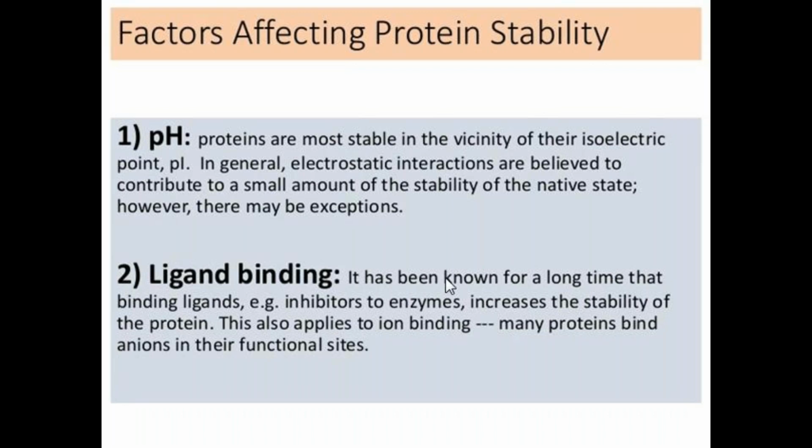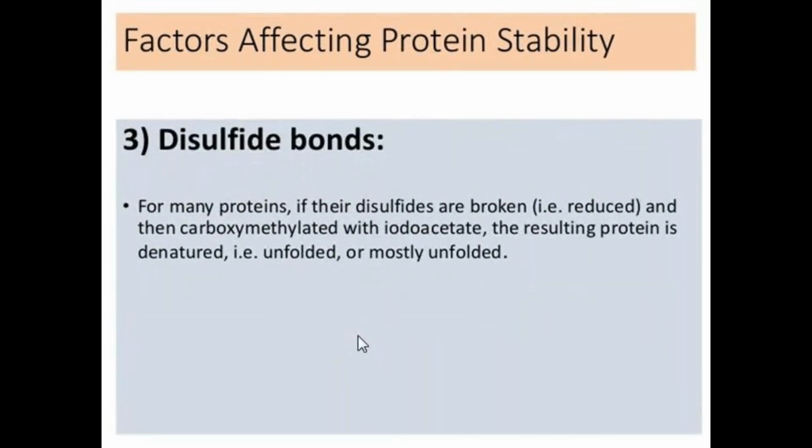For this, inhibitors or regulators of enzymes cause the stability of the proteins. This may be in the form of different ions and also disulfide bonds. Disulfide bonds mean this is the chemical stability.